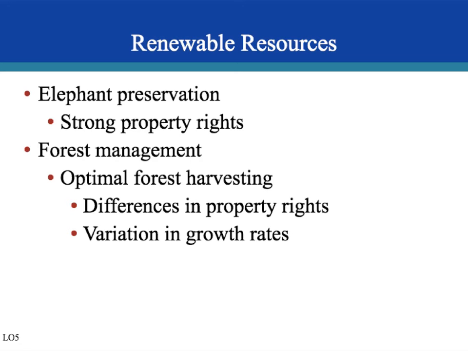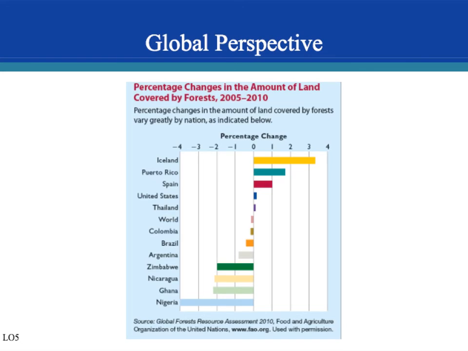Whereas in places without strong property rights, you have to get to the tree before someone else gets to the tree. So sometimes they're chopped down, or many times they're not chopped at their optimal size. And so it leads to inefficiency.